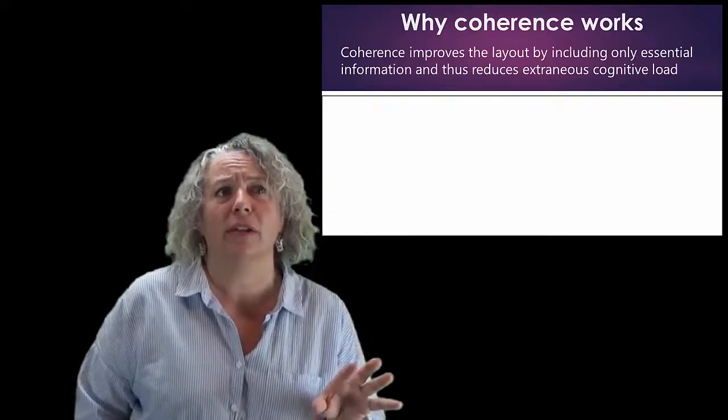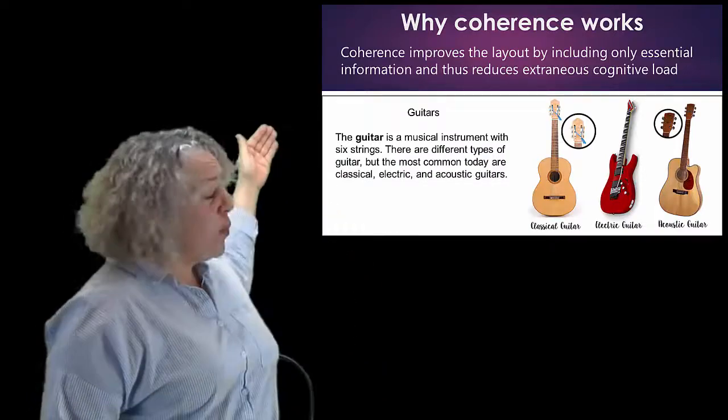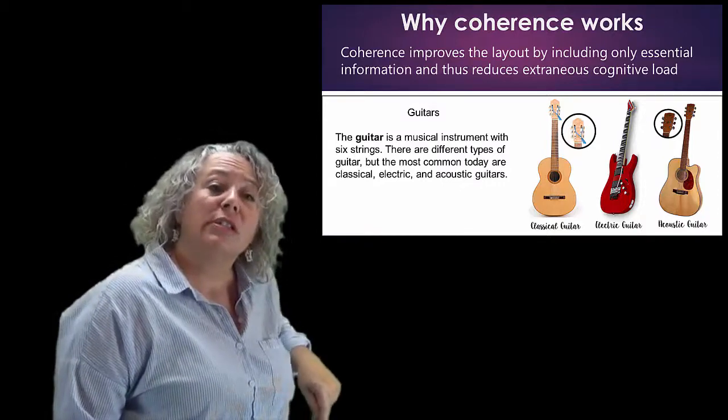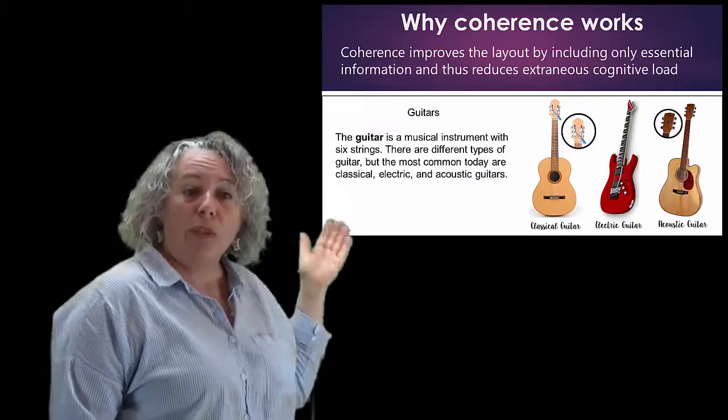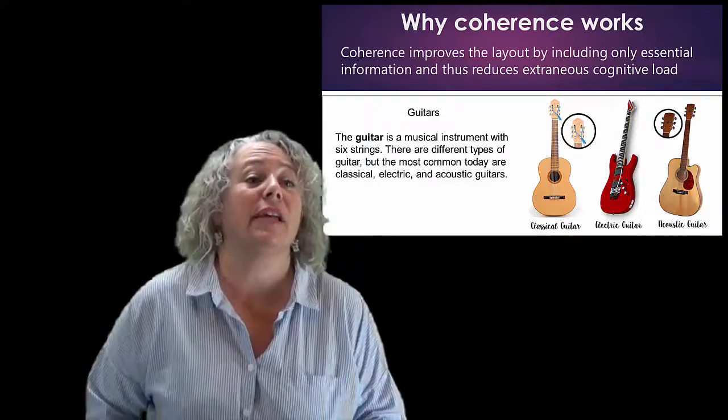and we can avoid that by using coherence. So let's look at that same example, but now we have the relevant sentences as well as the guitars that are most common today, with pictures of them to clearly illustrate it, as well as a label identifying what they are.